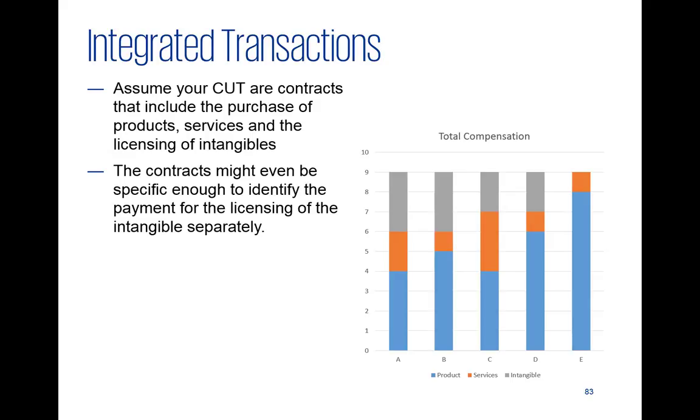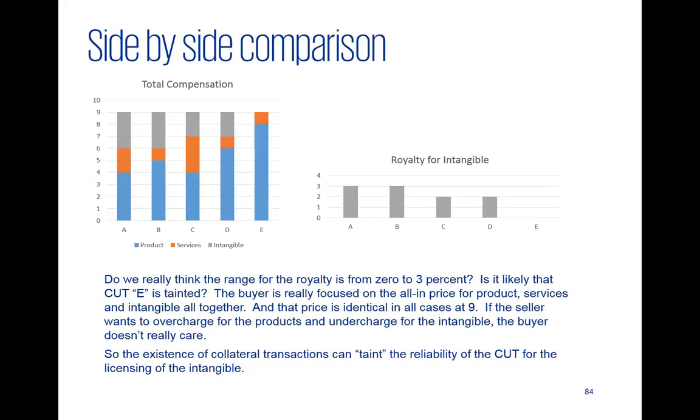Now, the contracts might be quite specific, and therefore you can actually identify essentially what is the fee for the intangible according to the contract. And you can note that here in the gray portion of the bar is the portion that is for the intangible. But let's think about this a bit more.